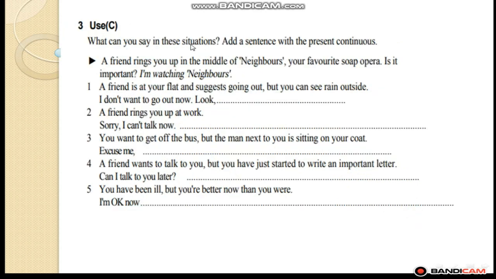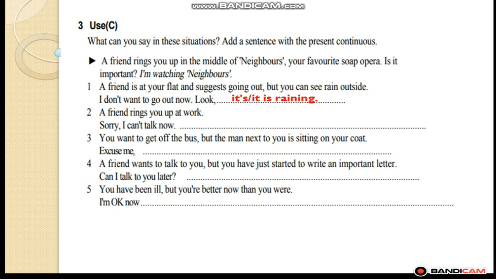What can you see in these situations? Add a sentence with the present continuous. A friend rings you up in the middle of Neighbors, your favorite soap opera. Is it important? I'm watching Neighbors. Number 1. A friend is at your flat and suggests going out, but you can see rain outside. I don't want to go out now. Look, it's raining.